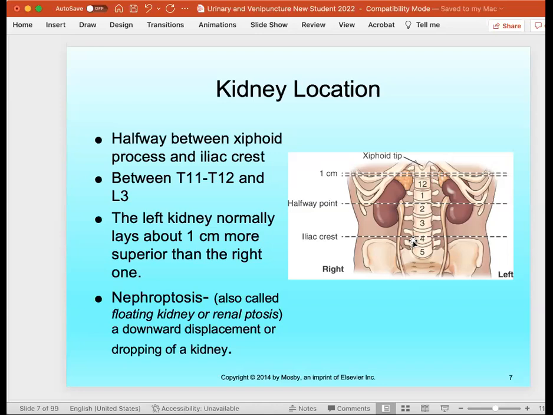Nephroptosis is also called floating kidney, and it's a downward displacement or a dropping of a kidney. So when a kidney is abnormally low, it's called nephroptosis, floating kidney, or renal ptosis.